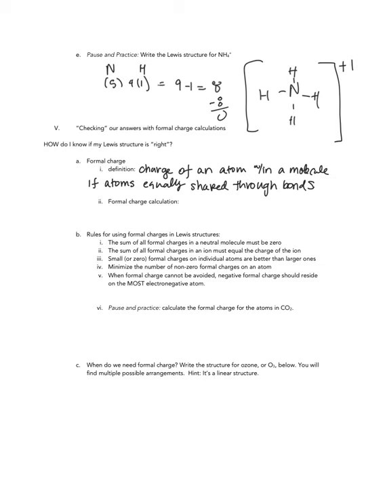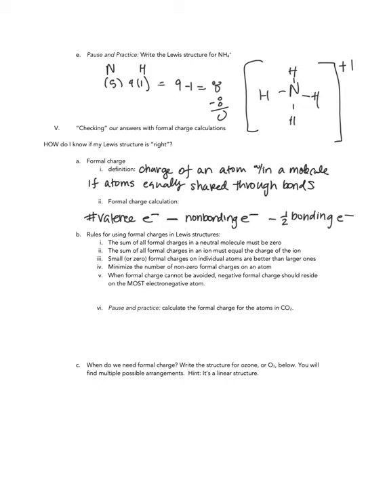The question then becomes, how do we calculate formal charge? Well, we take the number of valence electrons an atom starts with. Then we subtract the number of non-bonding or lone pair electrons, and then we subtract 1/2 of the bonding electrons.